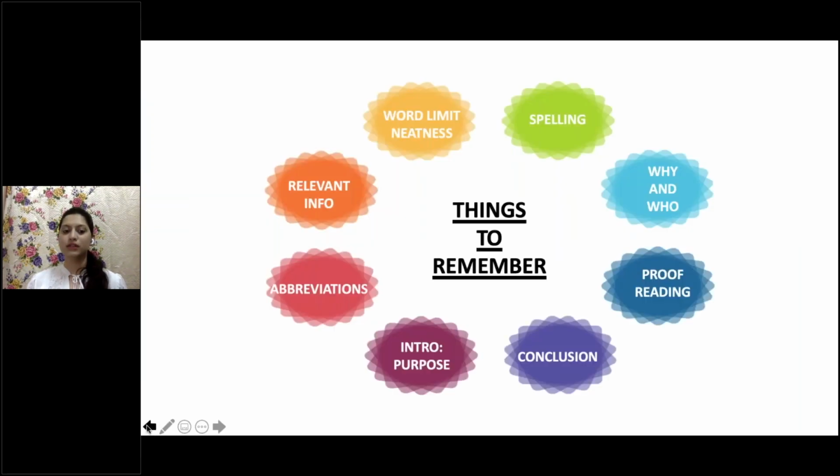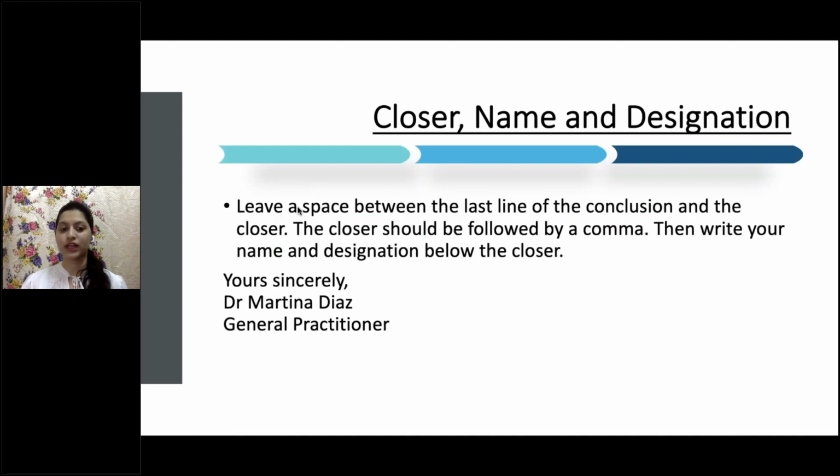So leave a space between the last line of the conclusion and the closer. The closer should be followed by a comma, if you put a comma initially in the salutation. Then you write your name and designation below the closer. So basically it's "Sincerely," comma, your name, and then who you are, your designation. It could be anything, just doctor or say nurse in charge, anybody.